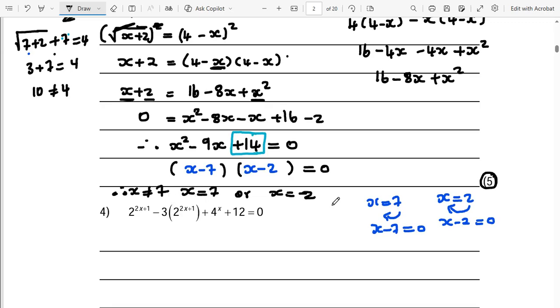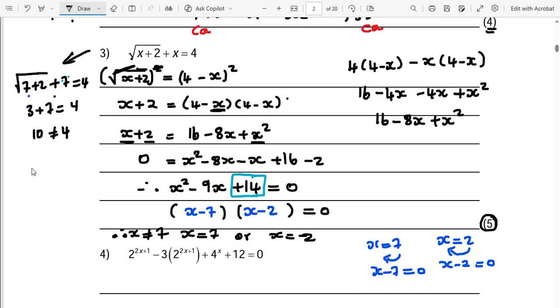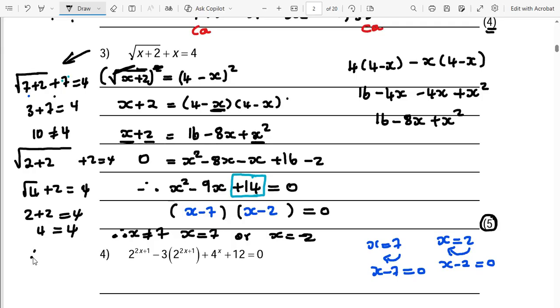You have to do the same for the other value. You need to test for 2. Look at this. If we substitute 2, that will be the root of 2 plus 2, plus 2, is equal to 4. Root 4, what is root 4? That's 2. 2 plus 2 is 4. It's 4, therefore left-hand side is equal to right-hand side. Then you can just leave it like that. So you don't have to write all this information on your answer sheet. You can just use your calculator to prove it.